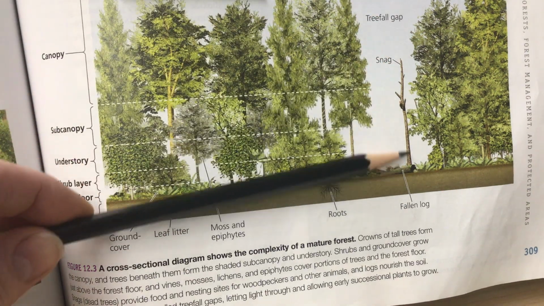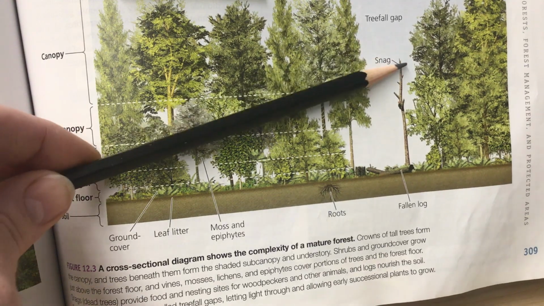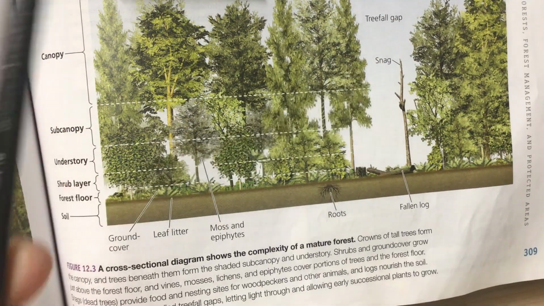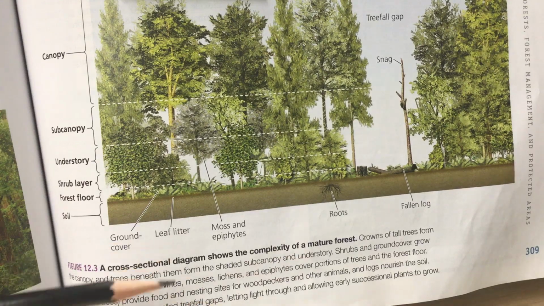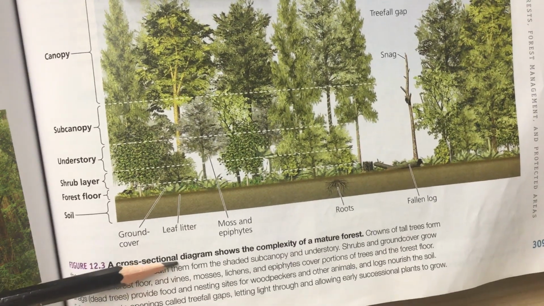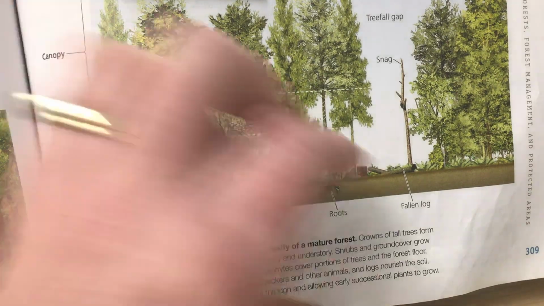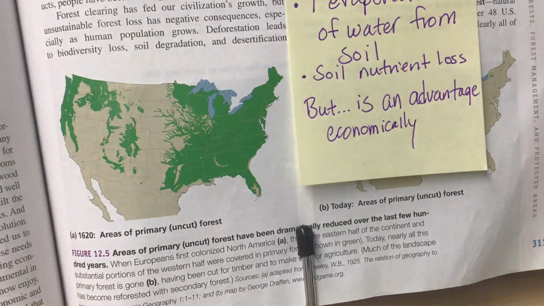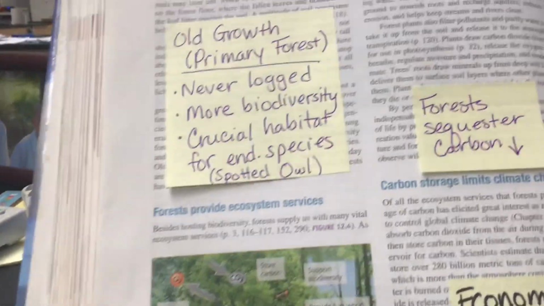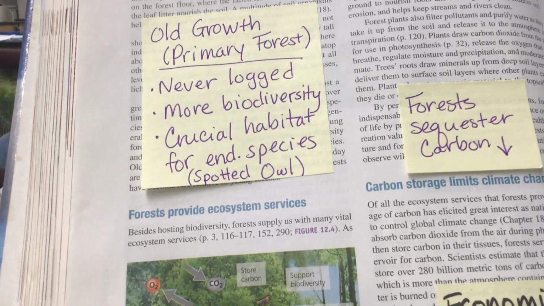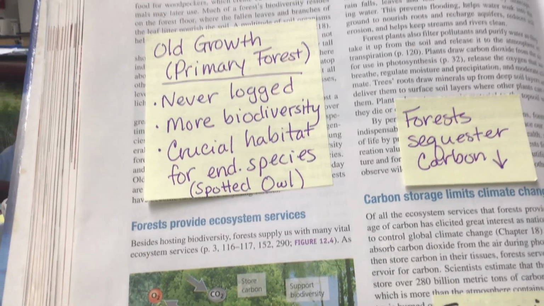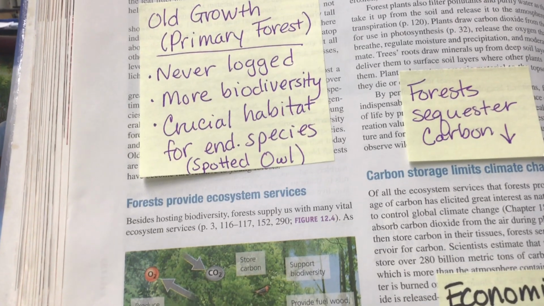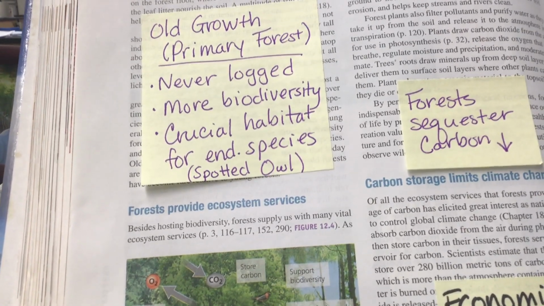A snag is a tree that has died, but it's still standing, and that's actually important habitat too for other species as well. So a forest is extremely diverse. A natural forest is extremely diverse. So an old growth forest is one that's never been logged. It contains more biodiversity. It's crucial habitat for some endangered species. For example, the spotted owl only lives in old growth forest.